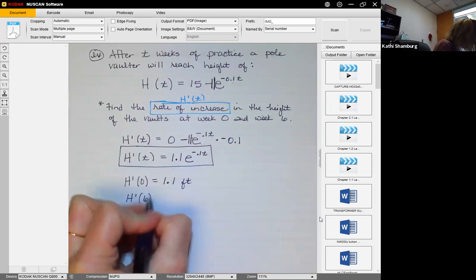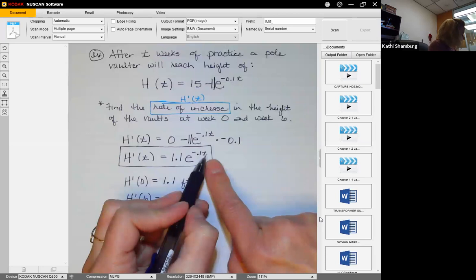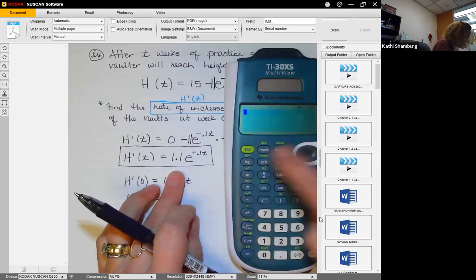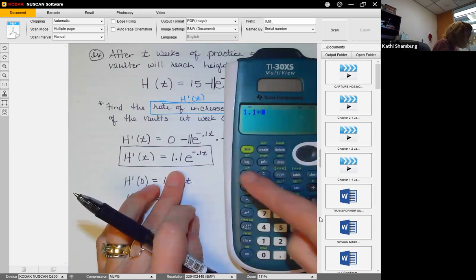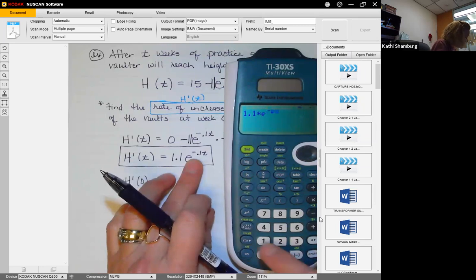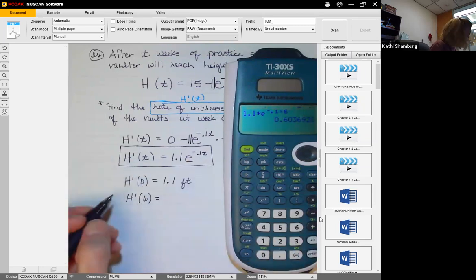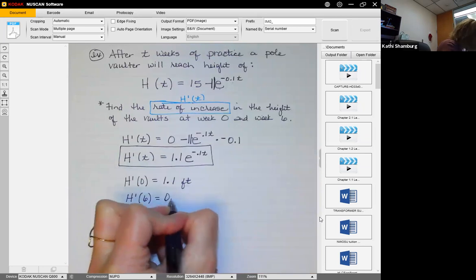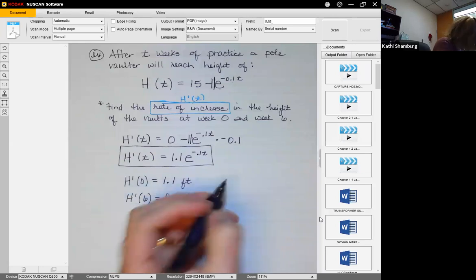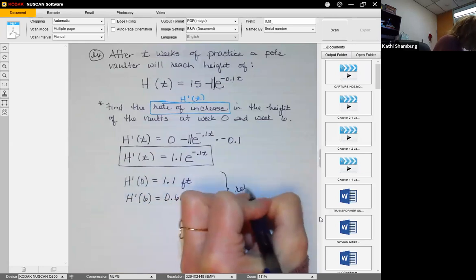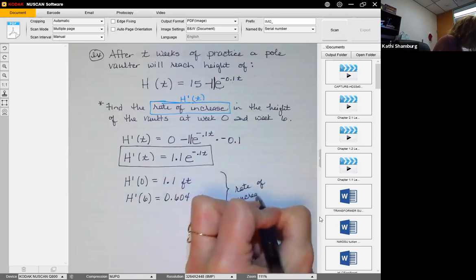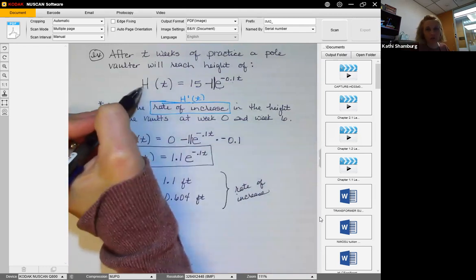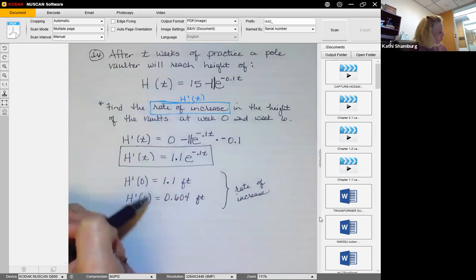And then we're going to do the same thing. Now we're going to put a 6 in for this. So I go to my calculator, 1.1 times e to the exponent negative 0.1 times 6, and I get approximately 0.604. This represents your rate of increase. Now, if you wanted just to know, hey, how high are you jumping at 0 and 6, you come back and use the original function. So how high are you jumping up here, rate of increase down here.